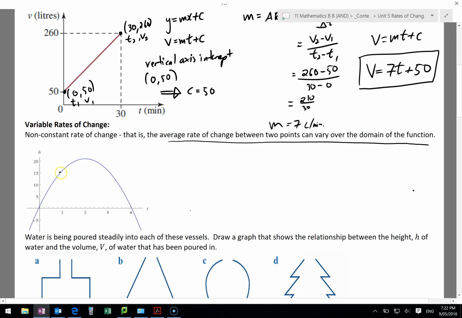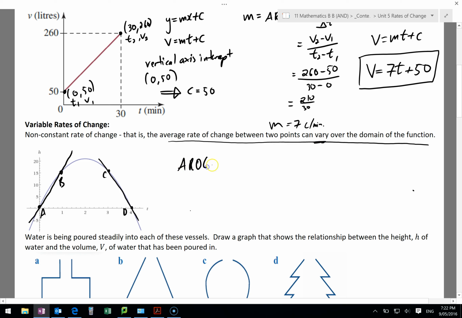So remember, we went from 0 to 1 second and looked at the slope of this line, and then looked at, say, the last second of flight. Okay, clearly we can see that between A and B and C and D, the average rates of change are different. They can vary, they can change.